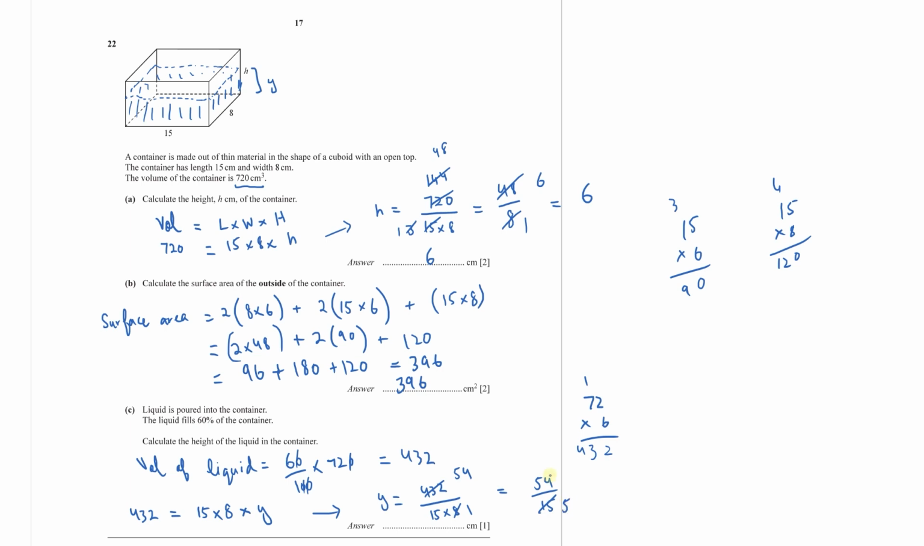3 times 5 is 15. 3 times 18 is 54. So you get 18 over 5 centimeter as your height. If you want, you can write this in decimal as well. So 5 threes are 15, 3 remainder, decimals. I bring this 0 down, and this is 6. So this is 30 here, and then 6 times 5 is 30, minus, and then you get 0.